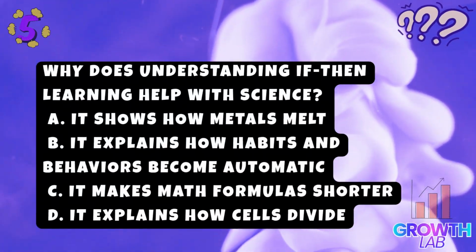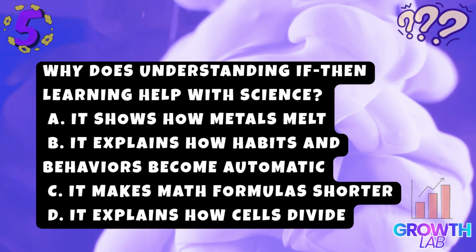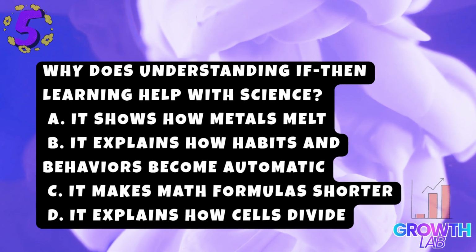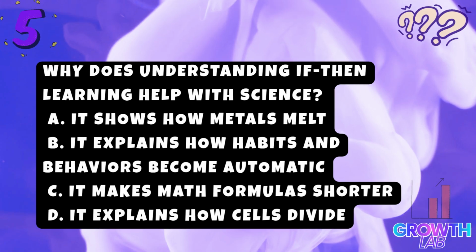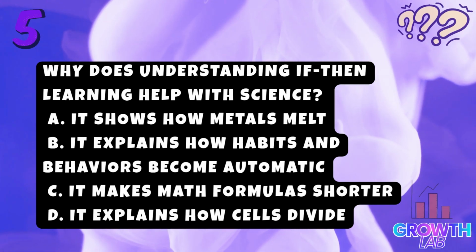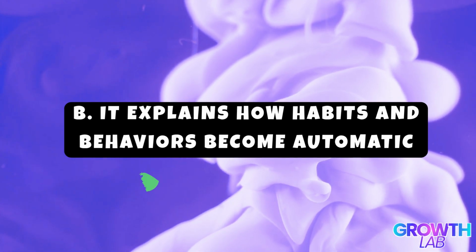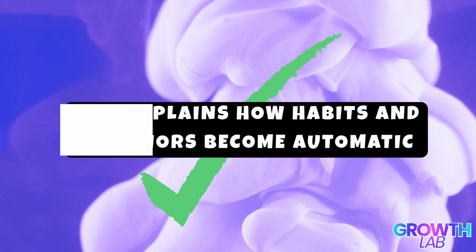Question 5. Why does understanding if-then learning help with science? Answer options are: Option A, it shows how metals melt. Option B, it explains how habits and behaviors become automatic. Option C, it makes math formulas shorter. Option D, it explains how cells divide. Correct option is option B, it explains how habits and behaviors become automatic. Automatic behavior forms through repetition.